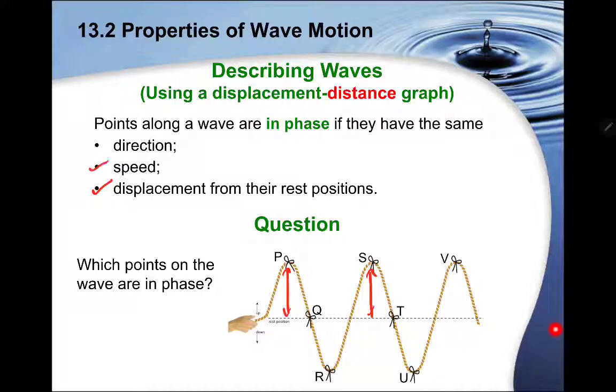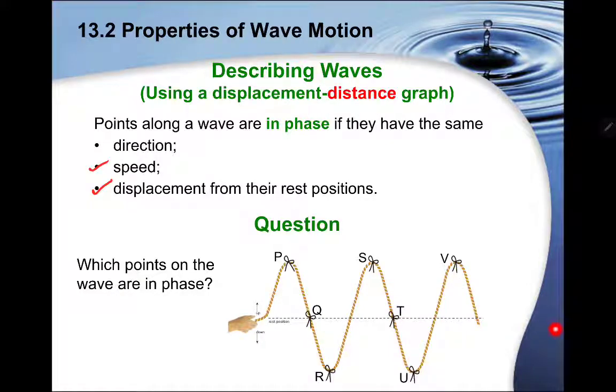Do they all have the same direction? So are they moving in the same direction? What direction is P moving next? It's going to move down. So P is going to be moving down, S is going to be moving down, V is also going to be moving down. So all three points, P, S, and V, are all in phase with one another.